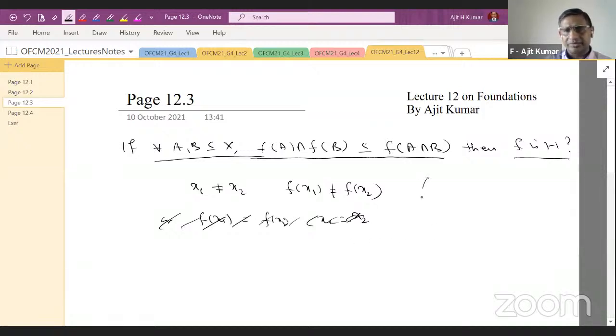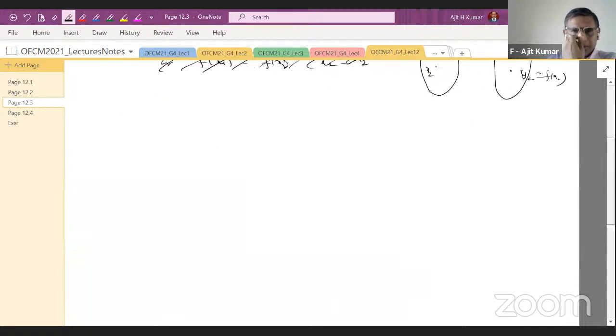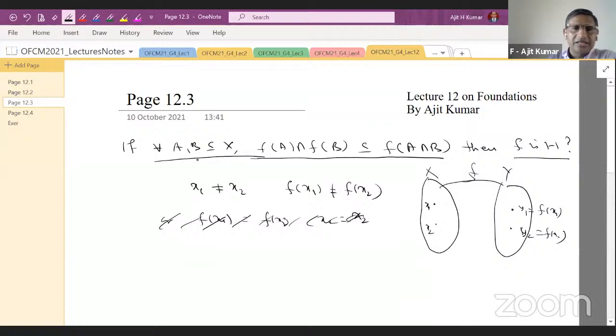Again, let me draw a picture just for your assistance. I have x1, I have x2, and this is my X, this is Y, the function from here to here. So this will have some image. Let me call this y1, which is equal to f of x1, and x2 maps to y2, which is f of x2. What is it that we want to show? We want to show f of x1 not equal to f of x2. But we need to make use of the given fact.